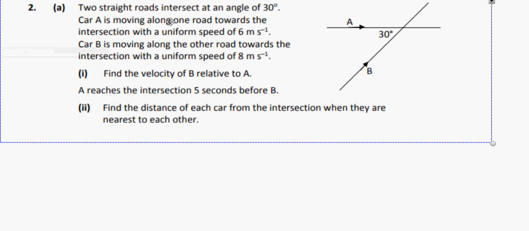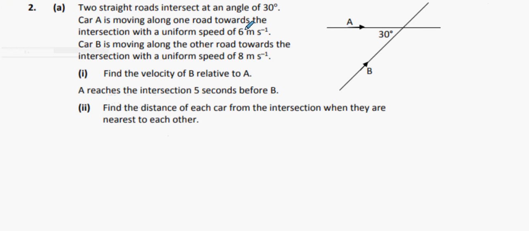Two cars move along one road towards the intersection at a uniform speed of 6. So this one's moving 6 and the other one's moving 8. Find the velocity of B relative to A.